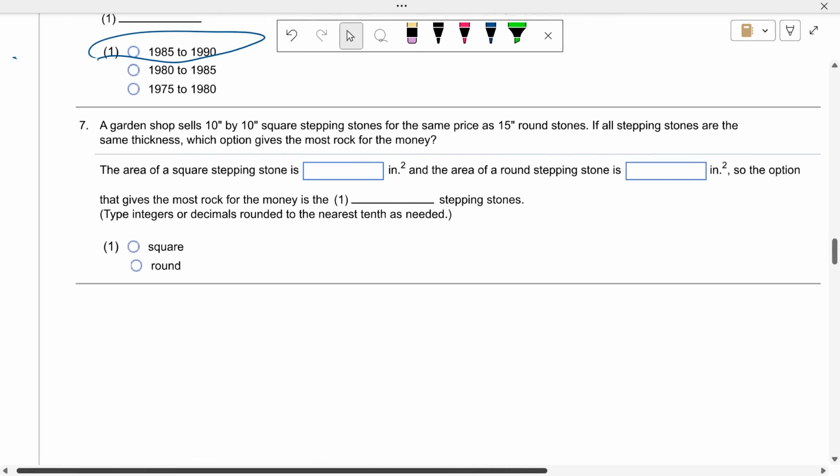A garden shop sells 10 by 10 square stepping stones at the same price as 15-inch round stones. If all stepping stones are the same thickness, what gives you the most for the money? That's just like our pizza problem we did earlier.